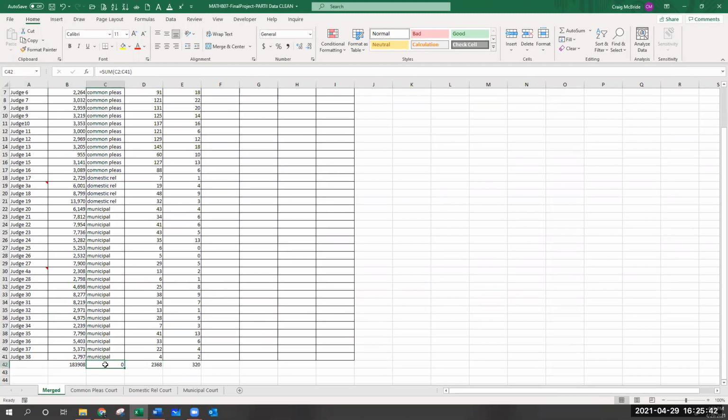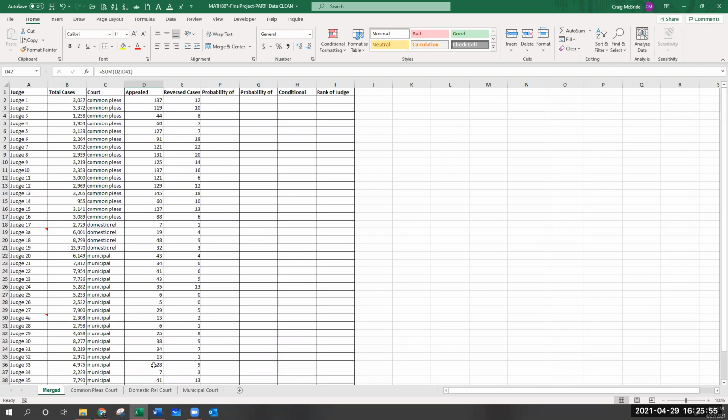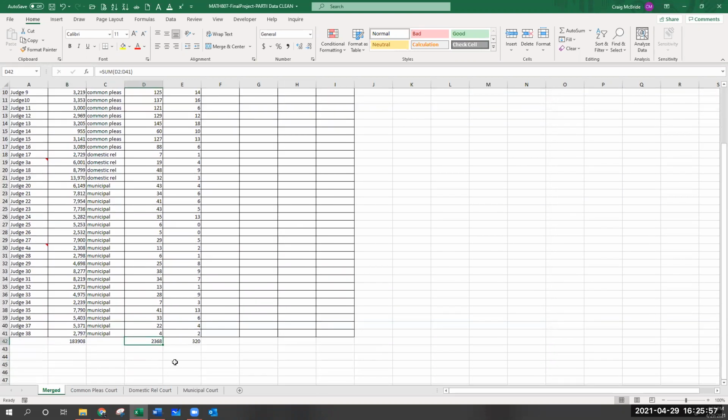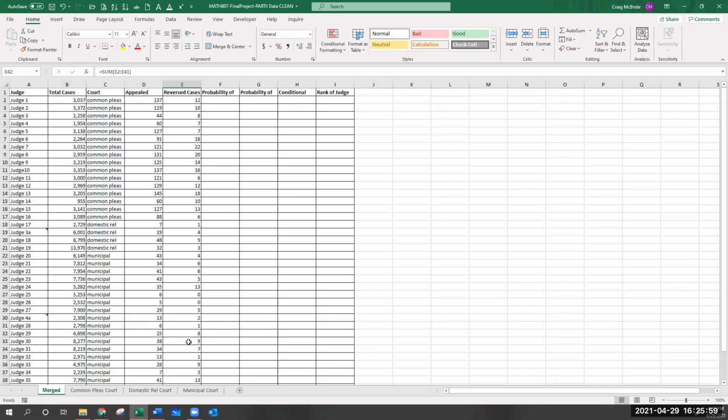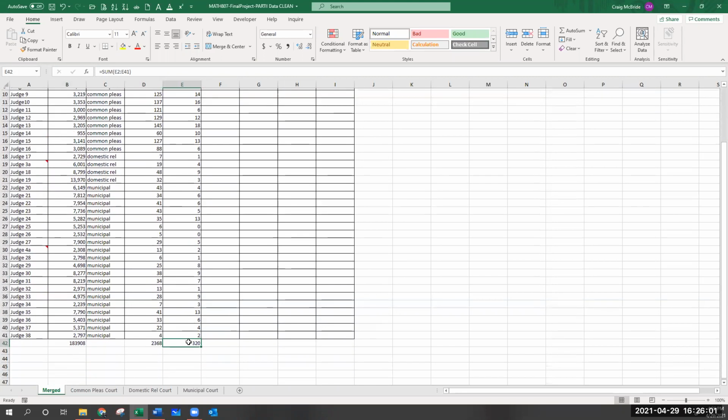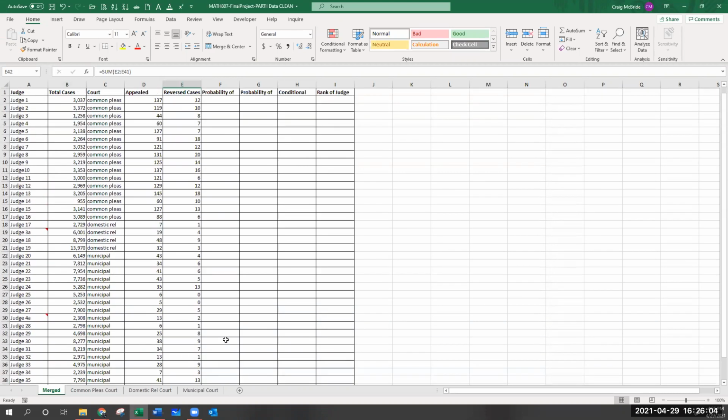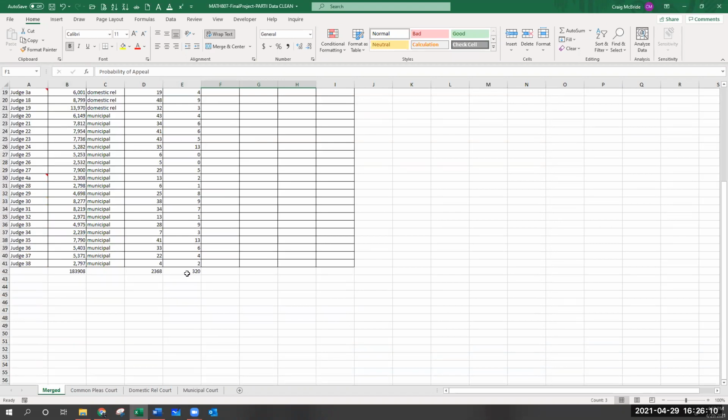There you go. So there's our total number of cases in the court. There's the total number of appealed cases in the court. And then there's the total number of reversed cases for the court. So you could do these three probabilities based on these numbers instead of the individual judge numbers.